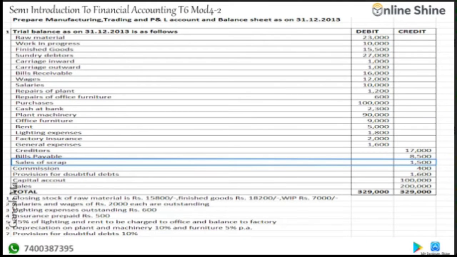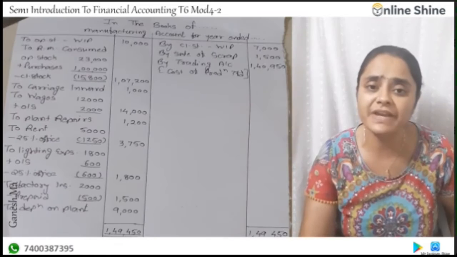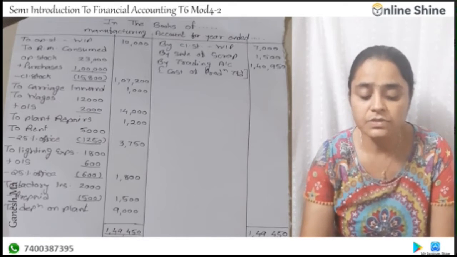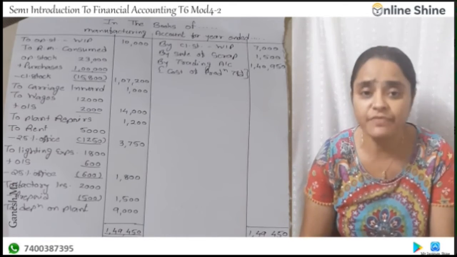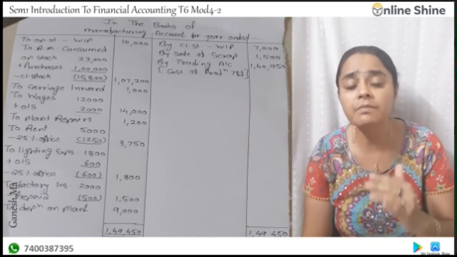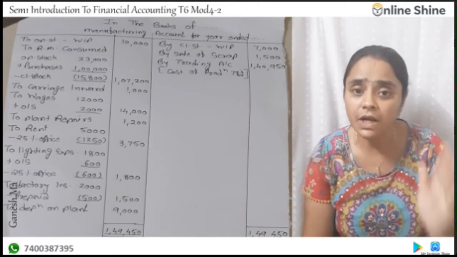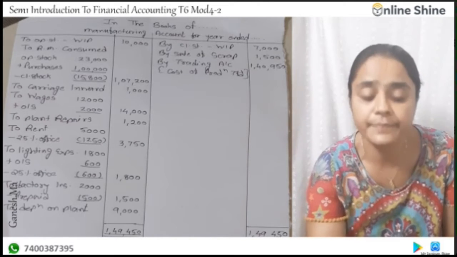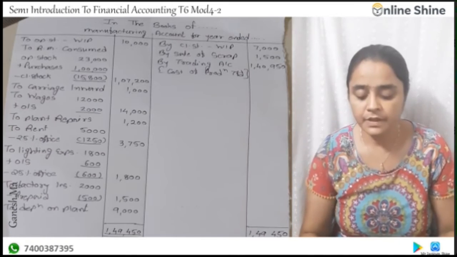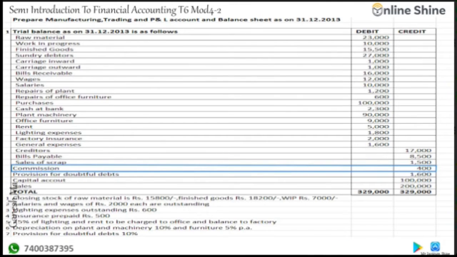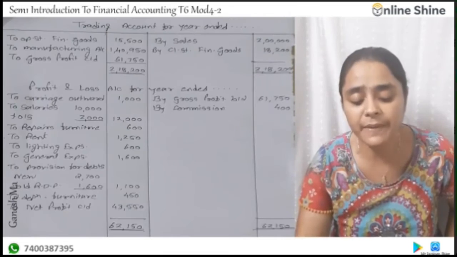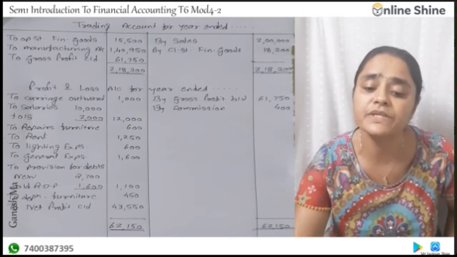Next one is sale of scrap. Scrap means whatever waste material has arisen. So it is a part of your manufacturing account, but that is a part of your income. So it will come in your manufacturing account, credit side, sale of scrap. Understood? Yeah. Next one is commission, that is your indirect income. So it will come in your P&L account, credit side, commission rupees 400.